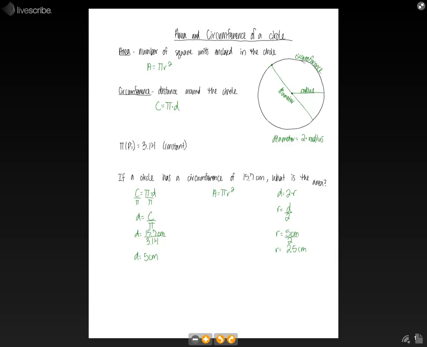Now we can go ahead and find our area. Plugging this into our equation, we have 3.14 times 2.5 centimeters, and that value will be squared. This gives us an area of 19.625 centimeters squared, because when we're doing area, it's the number of square units, so we have to make sure we label it correctly. So that is how we do problems with area and circumference of a circle.